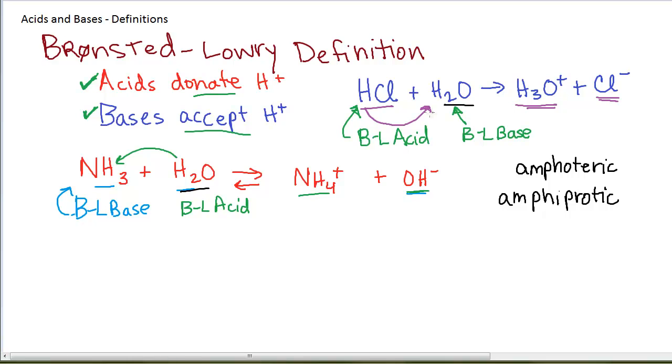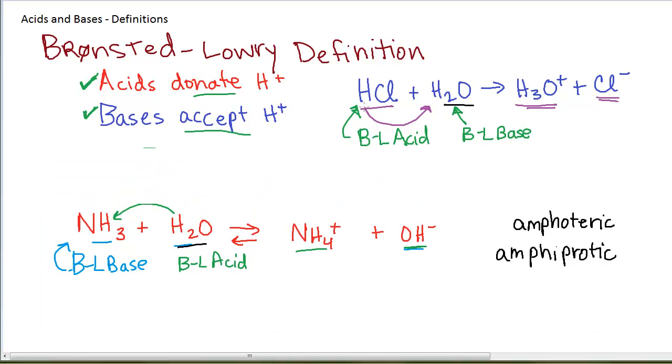So here we have an example of water acting like a base, accepting the proton from the Bronsted-Lowry acid. In this second reaction, we have water acting like the acid, actually donating the proton to the species that it's reacting with. So in a reaction, you should be able to label the Bronsted-Lowry acid and the Bronsted-Lowry base. In addition, let's focus in on this reaction a little bit more. Let me get the other one out of the way.